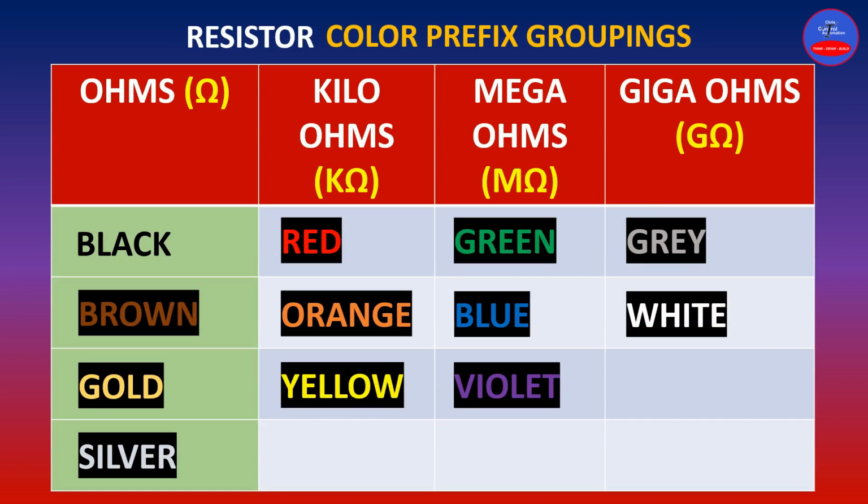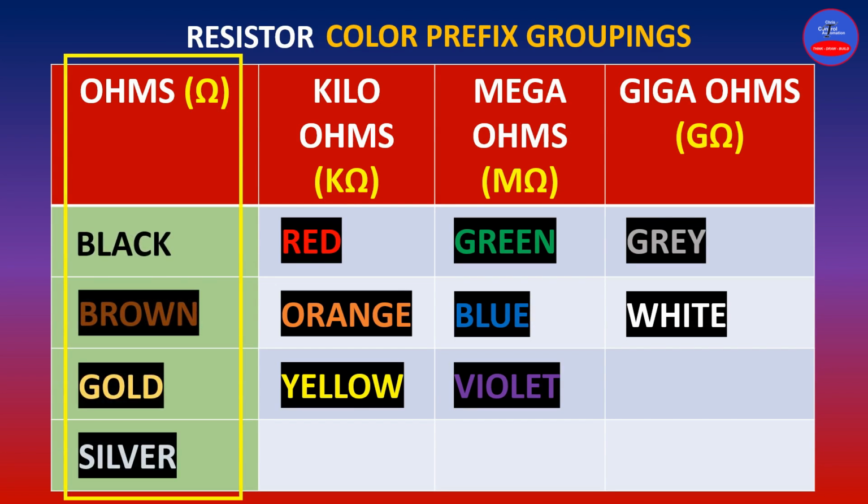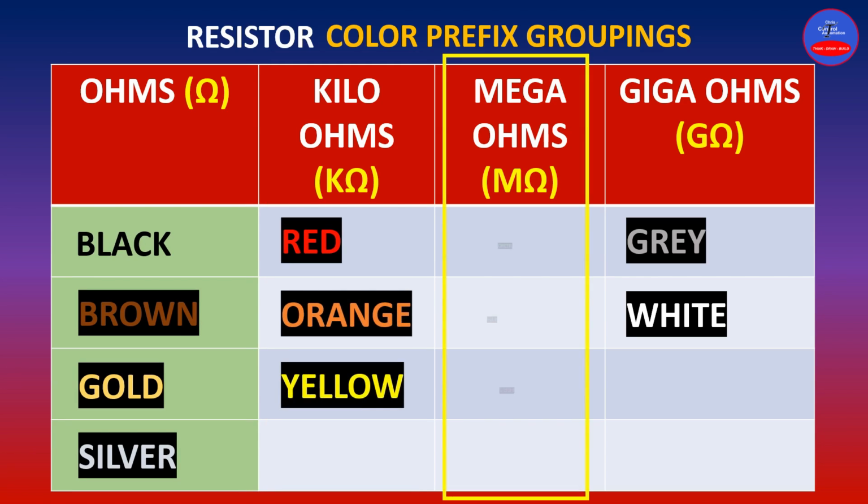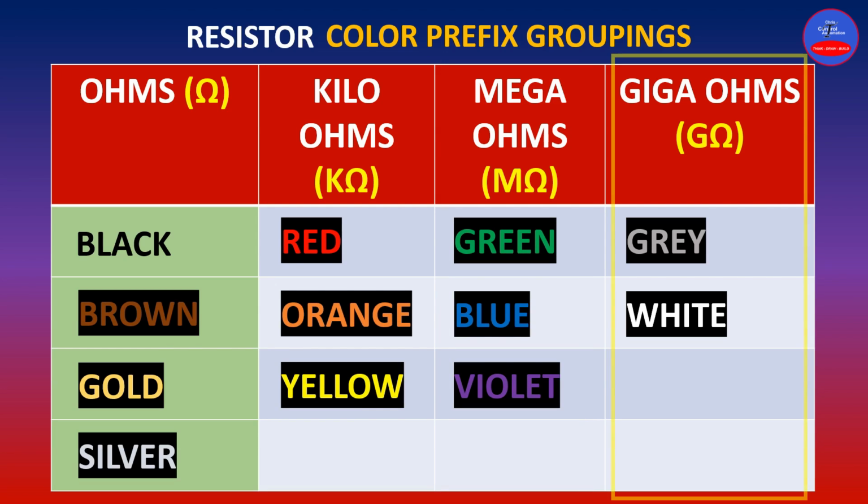Color prefix groupings. In color prefix groupings, we look at the number of resistor colors that fall under certain prefix categories such as ohms, kilo ohms, mega ohms, and giga ohms. Under ohms, we have brown, black, gold, silver. Under kilo ohms, we have red, orange, yellow. Under mega ohms, we have green, blue, violet. Under giga ohms, we have gray and white.